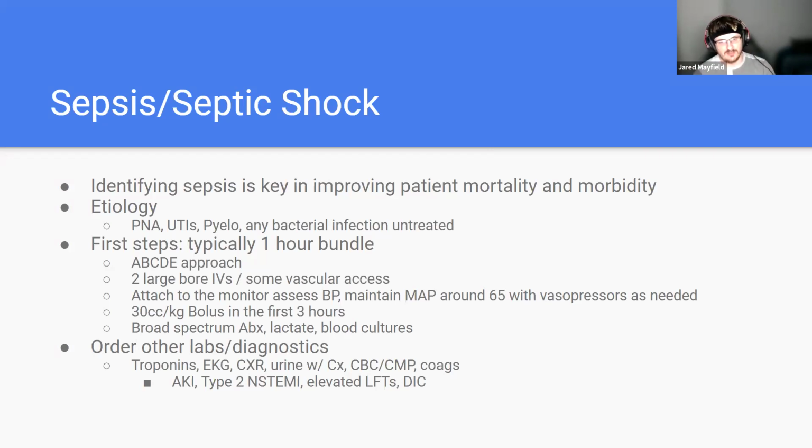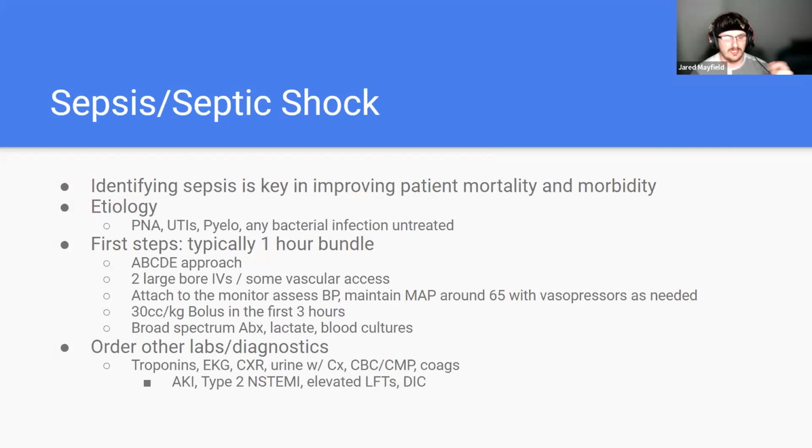You of course want to attach the patient to the monitor and assess blood pressure. If they're hypotensive, you want to keep their MAP around 65, with or without vasopressors as needed. Now part of the actual 1 hour bundle is a 30 cc per kg bolus in the first 3 hours. It's very important. Starting them on broad spectrum antibiotics, grabbing a lactate level and a blood culture. That's what you have to do. That's the metric that hospitals use in identifying and treating sepsis, and it's a whole ordeal around numbers and reimbursements and all that kind of thing.